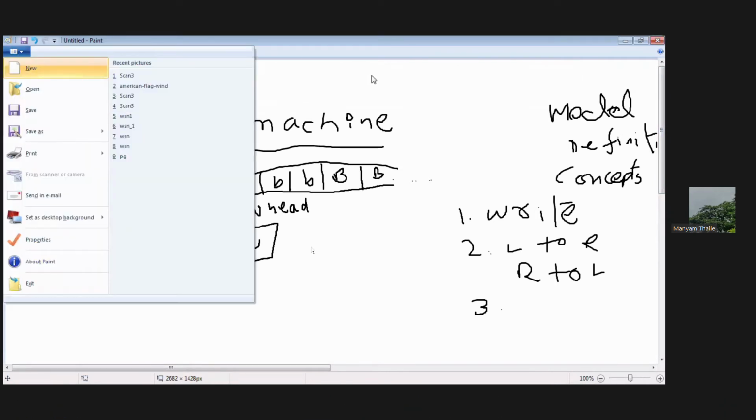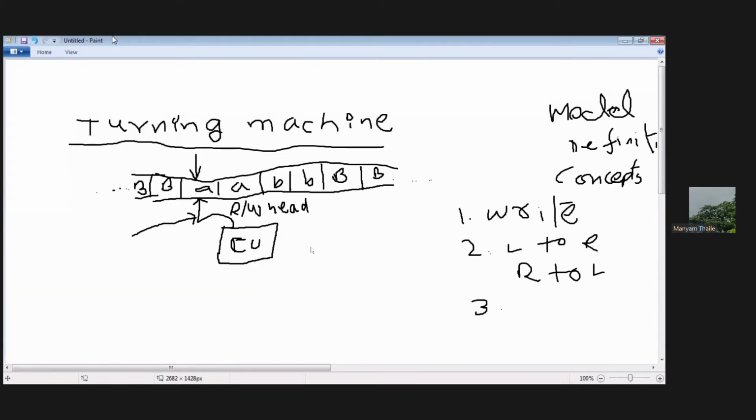Is there any doubt in this model of the Turing machine?